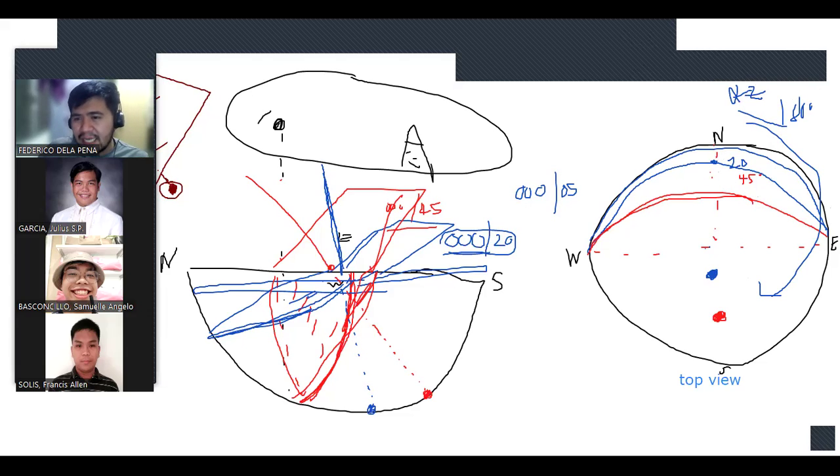So for the dip, you just basically have to subtract the dip of the arc from 90 degrees to get the dip of the pole in the stereonet. Okay. All right.